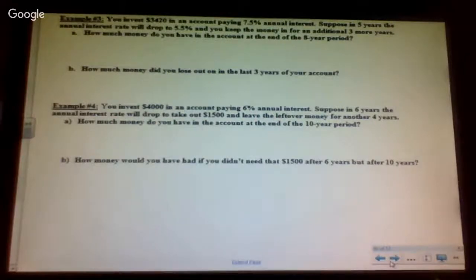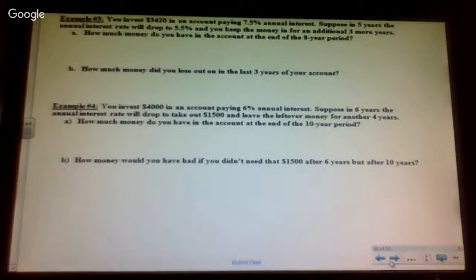You invest $3,420 in an account paying 7.5% annual interest. Suppose in 5 years, the annual interest rate will drop to 5.5% and you keep the money in the account for an additional 3 more years. How much money do you have in the account at the end of an 8-year period? We have to do this in 2 different pieces.